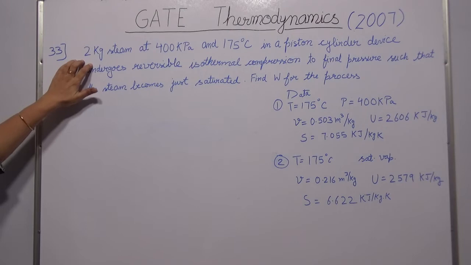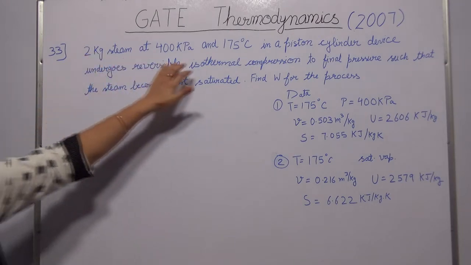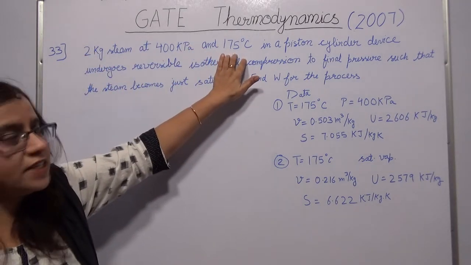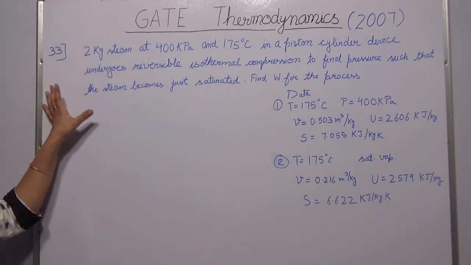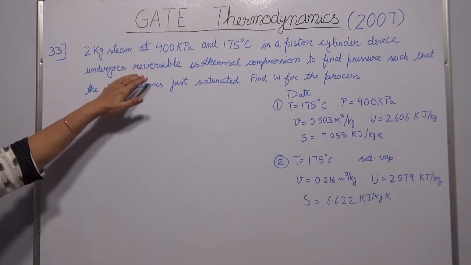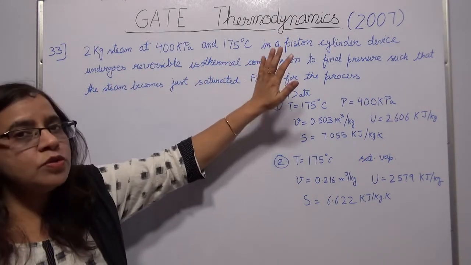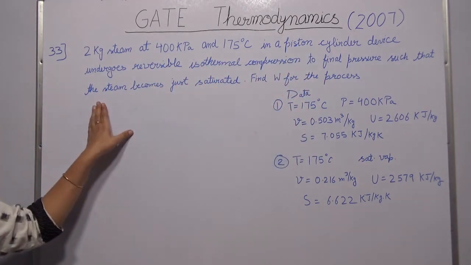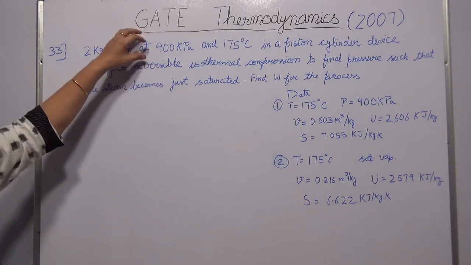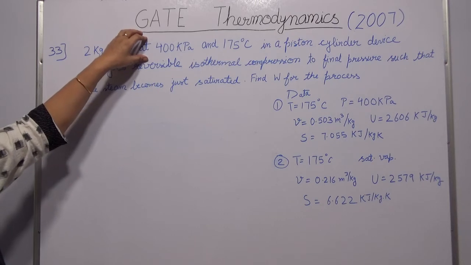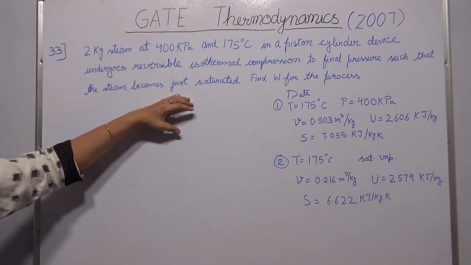It says that you have 2 kg of steam at 400 kilopascal and 175 degrees centigrade in a piston cylinder device. So this is a closed system. Now it undergoes a reversible isothermal compression to a final pressure such that the final state of the steam is saturated vapor. So you are starting with superheated steam and after compression you have saturated vapor.